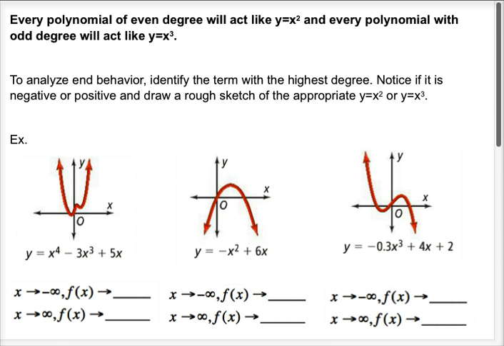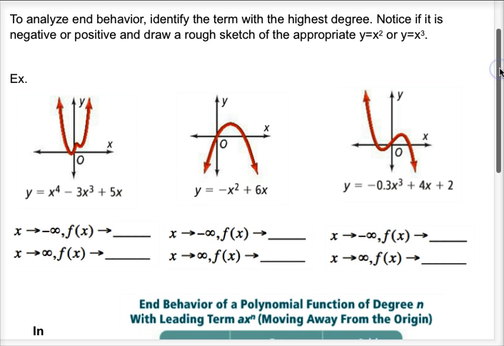And now I want to show you every polynomial of even degree will act like y equals x squared. Okay, so x to the 4, x to the 6, all of those will act like y equals x squared. And every polynomial of odd degree will act like x cubed. Okay, now what do I mean by that? Well, let's take a look.